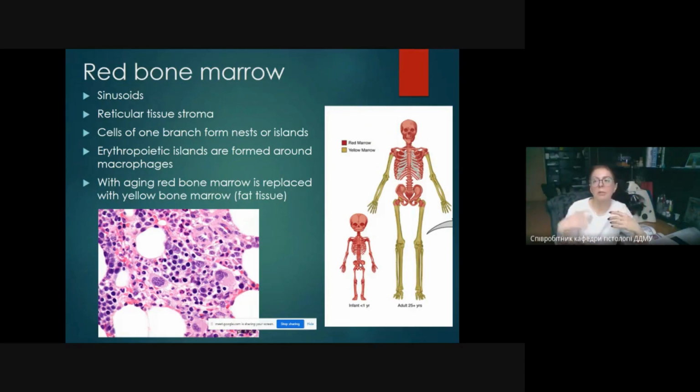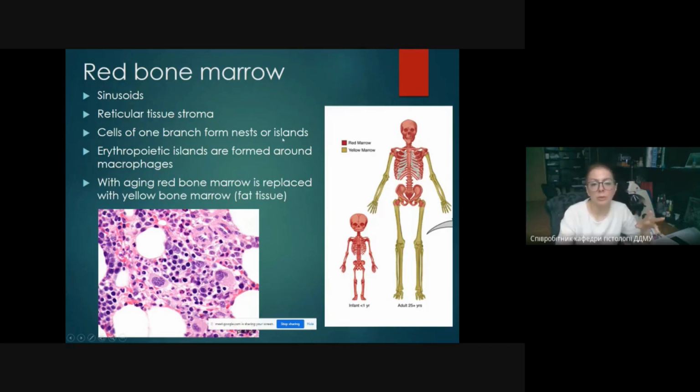three-dimensional space, because hematopoietic cells do not contact with each other. If we remove the stroma, they are going to mix and be organized in chaos. Instead, to put them properly and organize them in a proper way, we need to have reticular tissue stroma. So next lecture, we are going to consider reticular tissue, and you'll get more information about it.